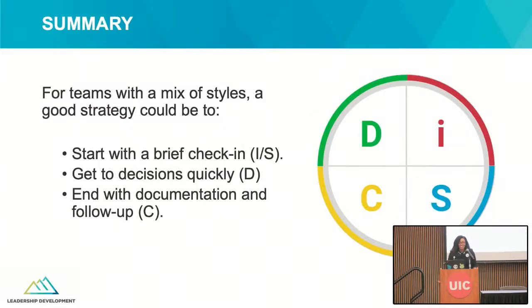All right, so in summary, when designing your agenda, we already know that you want to consider a mix of different styles because not one person is the same. So consider the following. Start with a brief check-in with the I styles, to meet the I style needs. Get to decisions quickly to meet the D style needs, and then end with documentation and follow-up to satisfy the C style needs. All right, any questions?